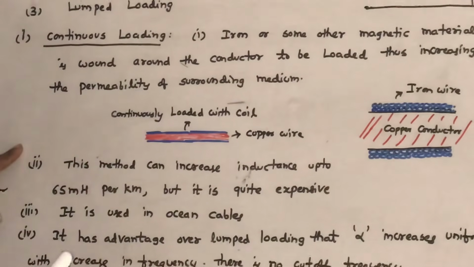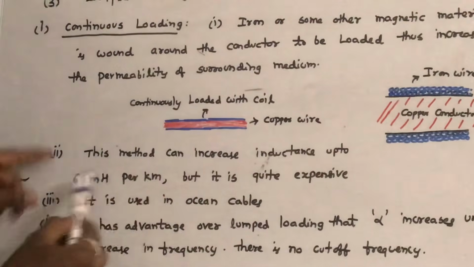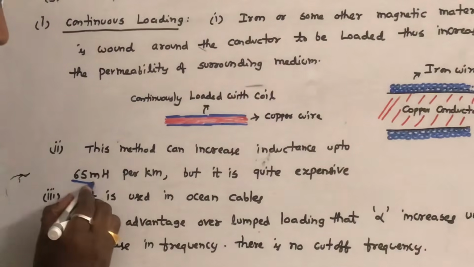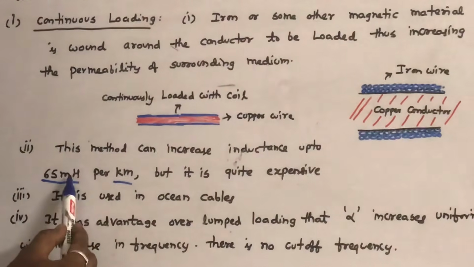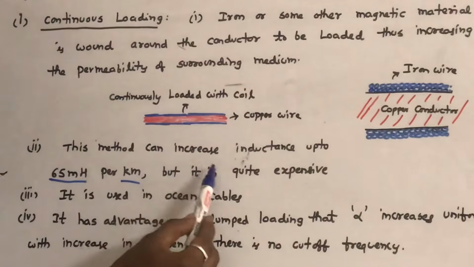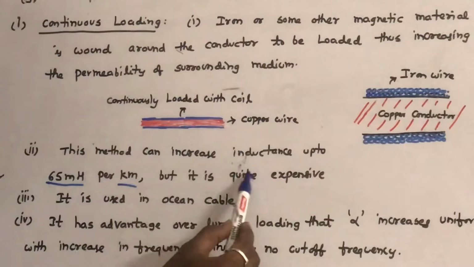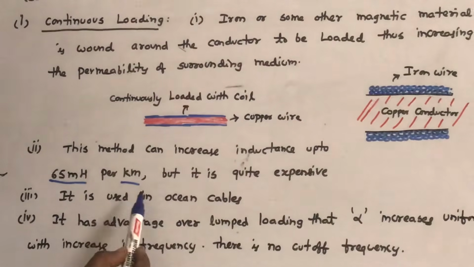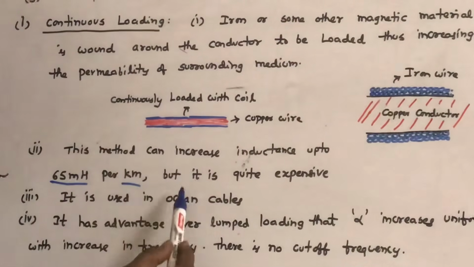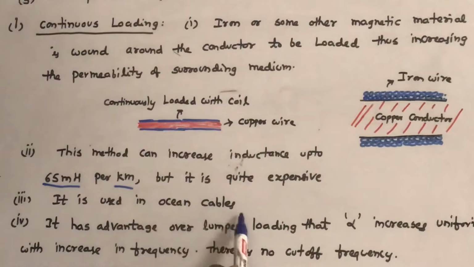This method generally increases the inductance by 65 millihenry per kilometer. But because we are doing loading over the entire length of the cable, it is quite an expensive method of loading. So it is used in ocean cables, where the cables run under oceans.